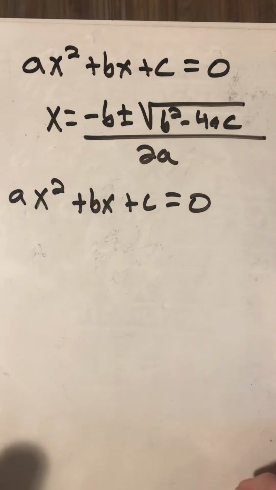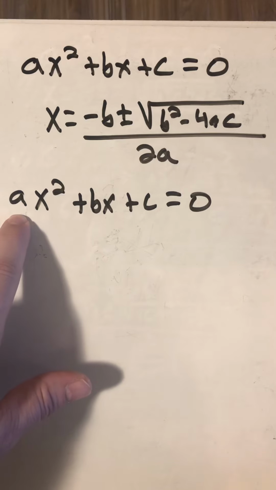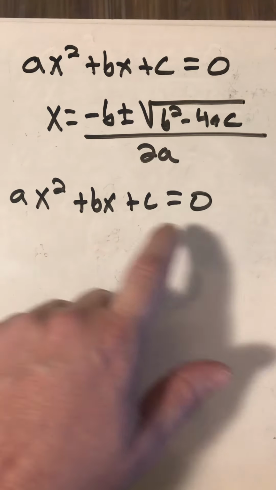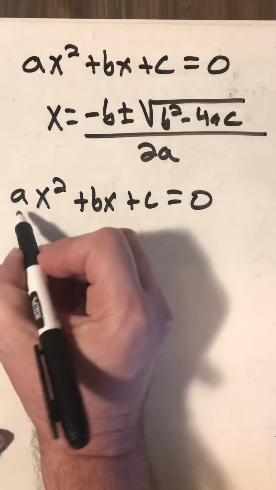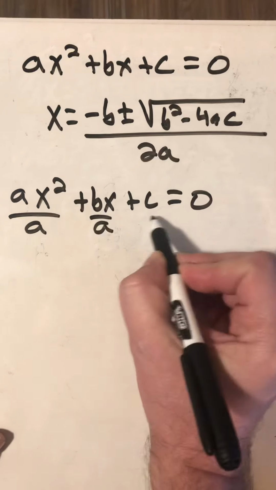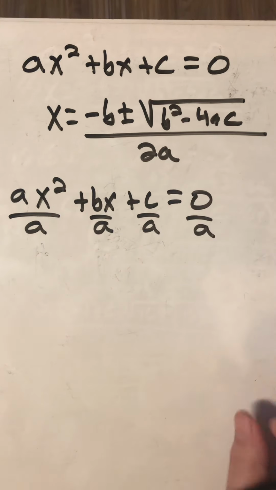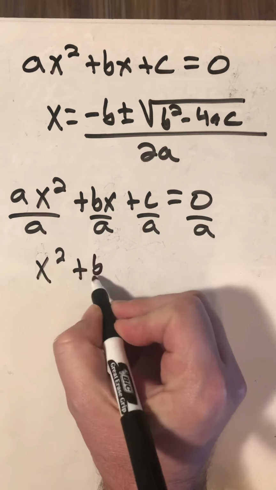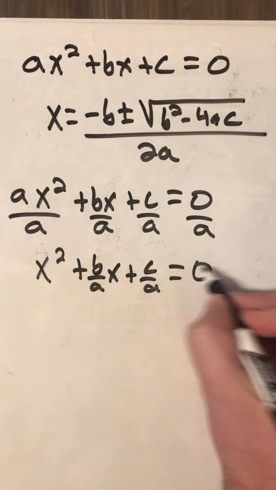Okay, let's start the process of completing the square. Remember, in our last lesson, I told you that this term needs to be 1. So in order to make this term 1, I can divide everything by a, and that'll get rid of anything that's in front of x squared, okay? So I'm going to divide everything by a. So I got x squared plus b over ax plus c over a equals 0.